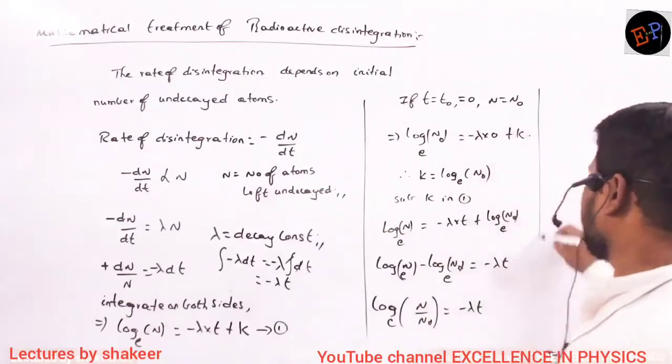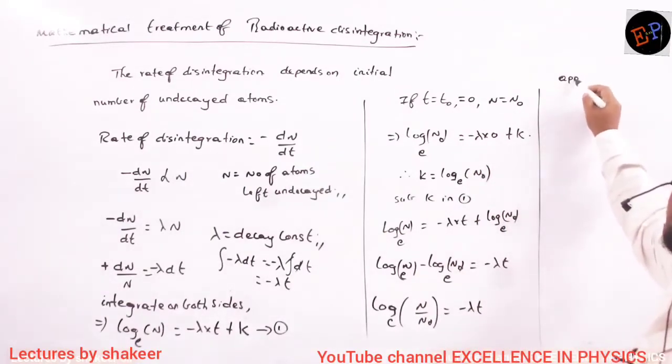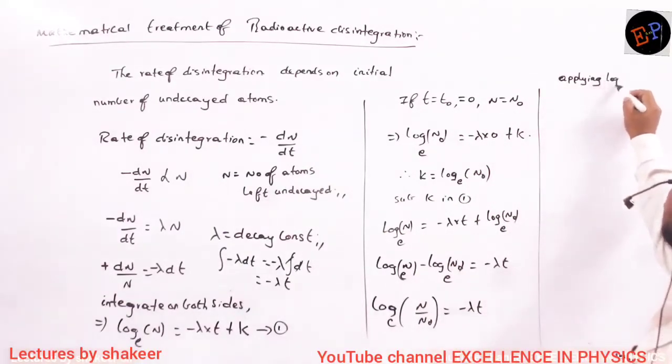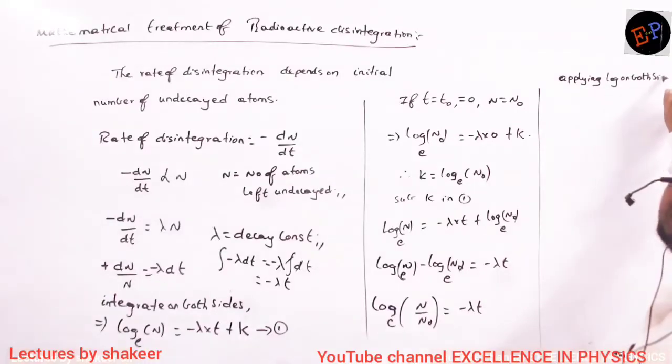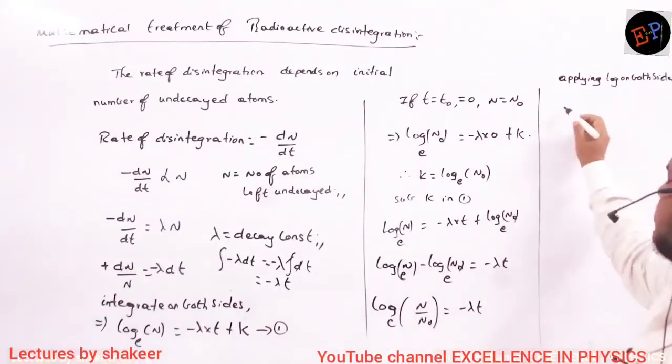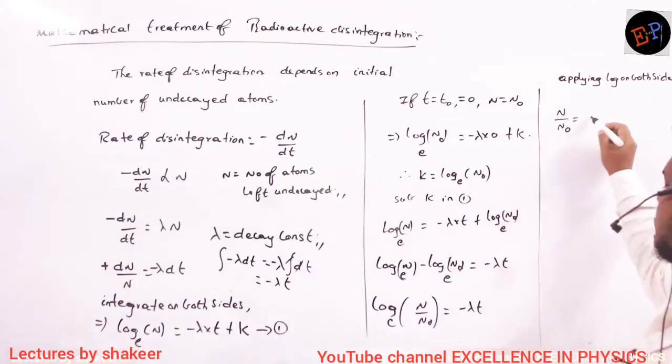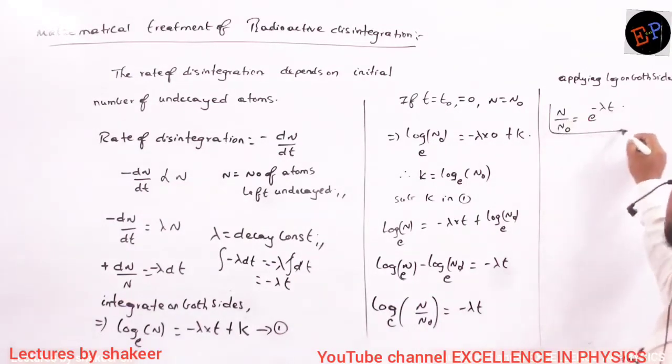Now what will I do? I will apply logarithms on both sides. So applying the log rule on both sides, then what will I get? Then I will get n divided by n naught is equal to e power minus lambda into t. So this is the relation which I will get.